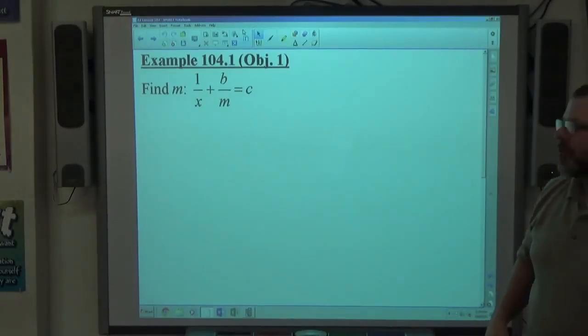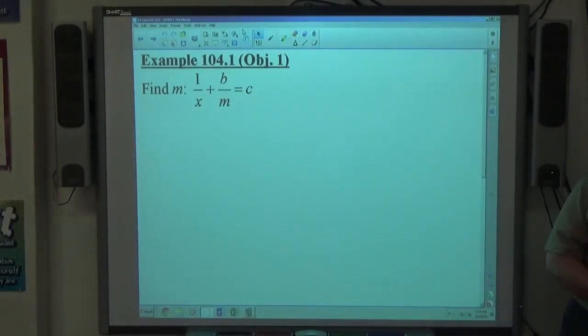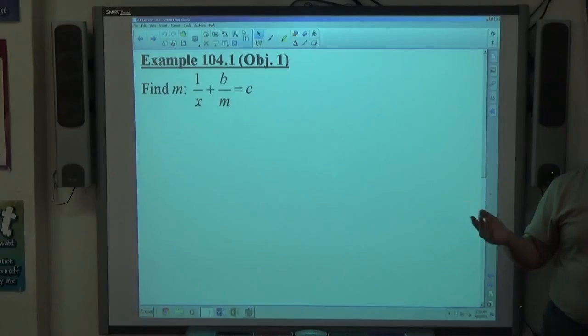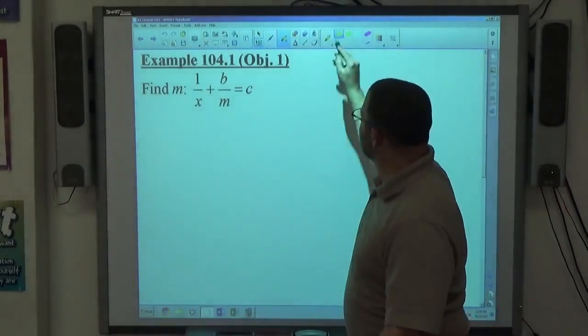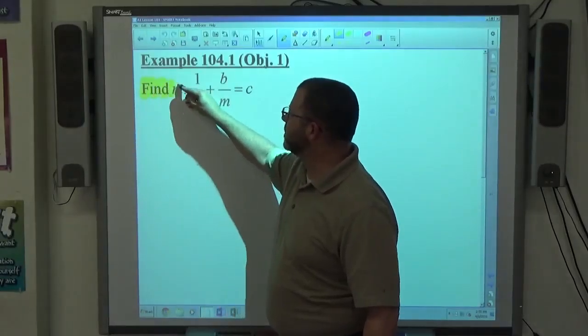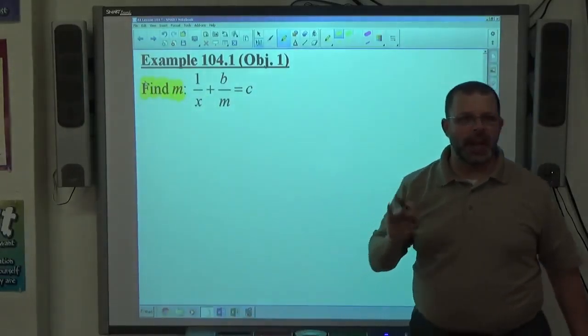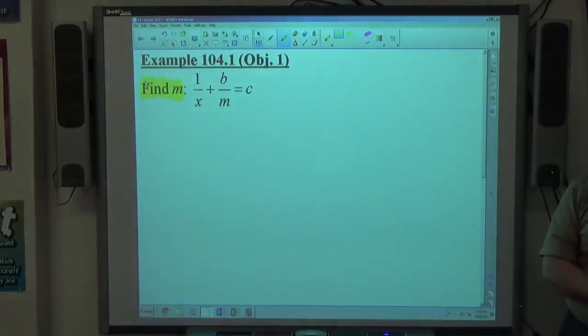Today we're going to solve abstract rational equations. Rational meaning fractions, abstract meaning more than one variable. And they're going to specify to find a variable. So it says find m. All that tells me is that m is more important than every other variable in the problem.